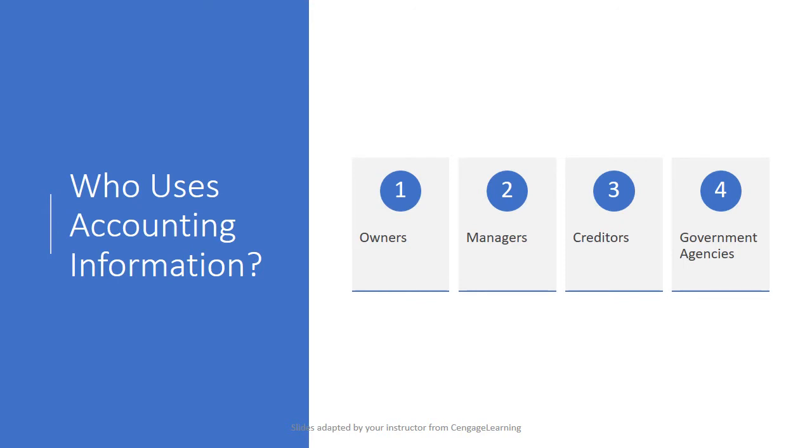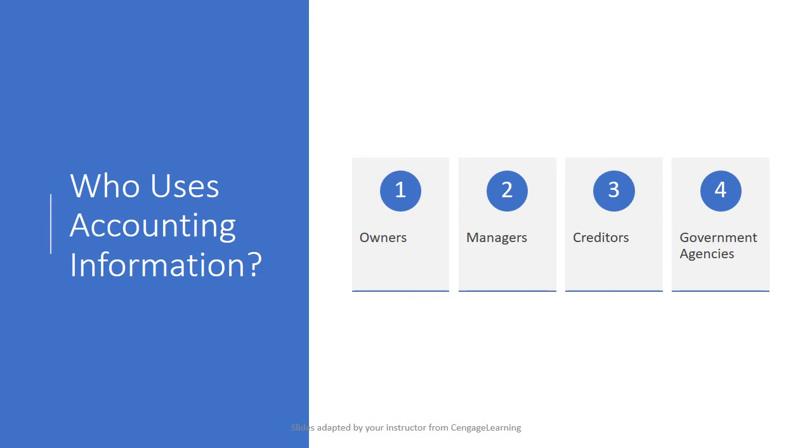More importantly, who uses this accounting information? Owners use it because they're concerned about profitability and current financial conditions. Managers use it because they need detailed measures of business performance, and in today's time they need it more frequently, which computers are allowing us to do, but it is important that they have that frequent detailed measure so they can make changes if needed.